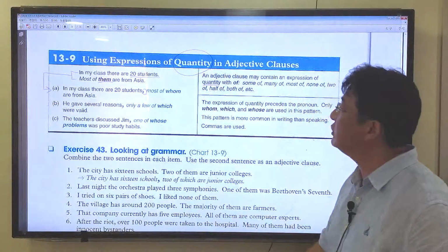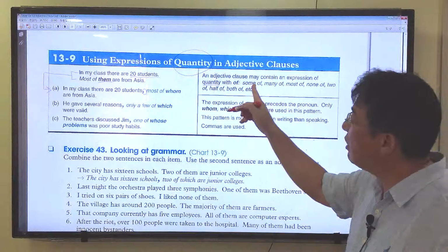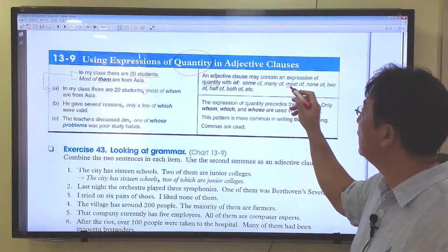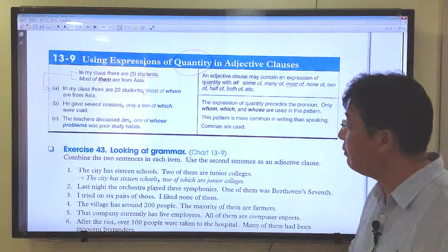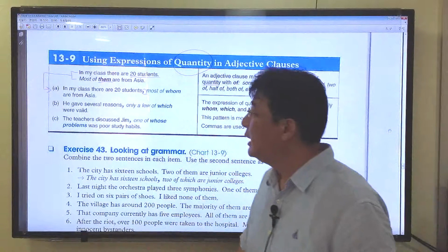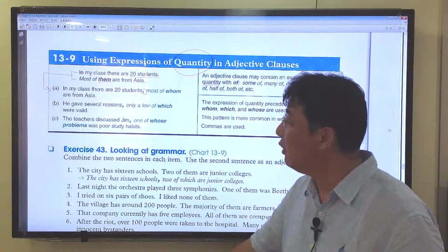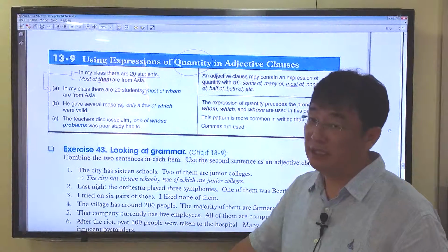So an adjective clause may contain an expression of quantity. 양의 개념을 포함할 수 있는데 어떤 단어들로 표현할 수 있답니까? Some of, many of, we just covered most of, none of, two of, half of, both of, etc. 또 다른 예문을 보겠습니다. He gave several reasons, only a few of which were valid.